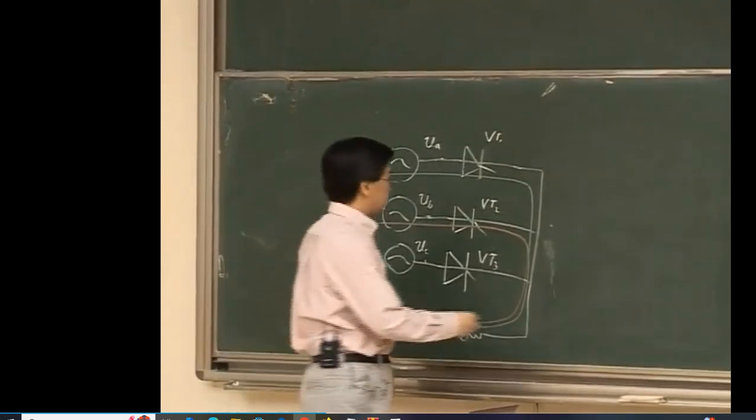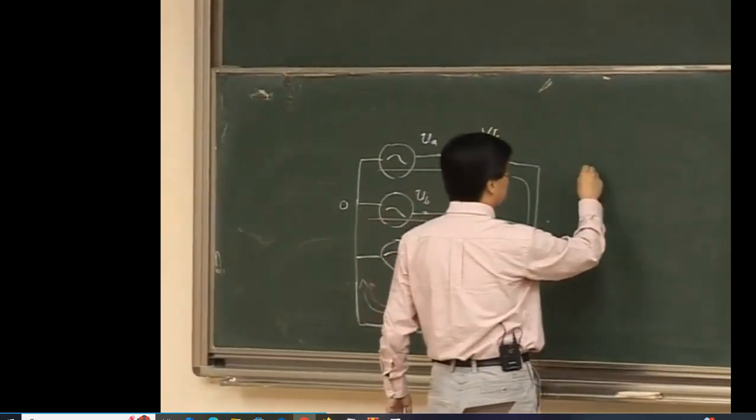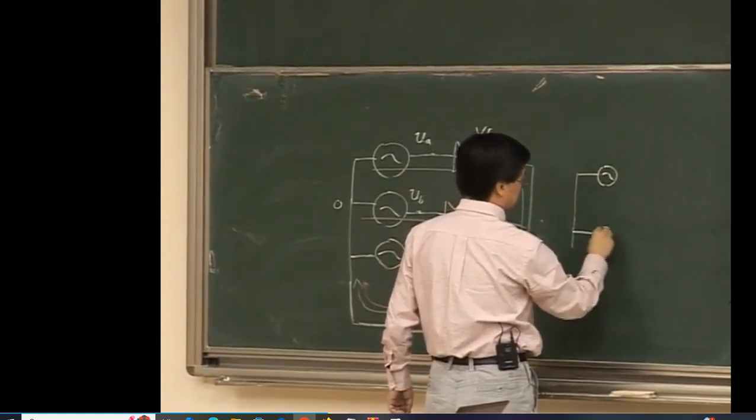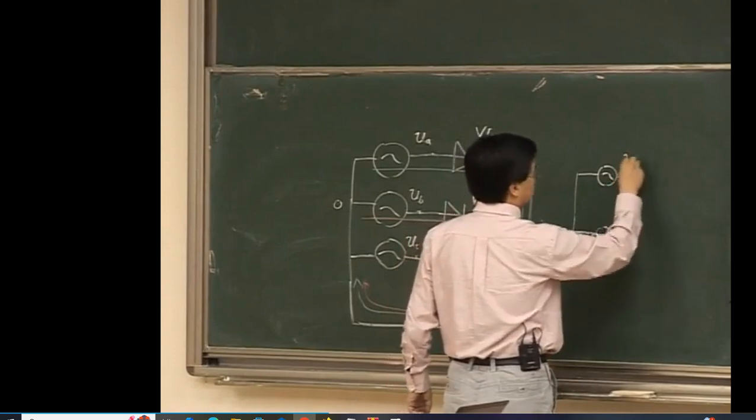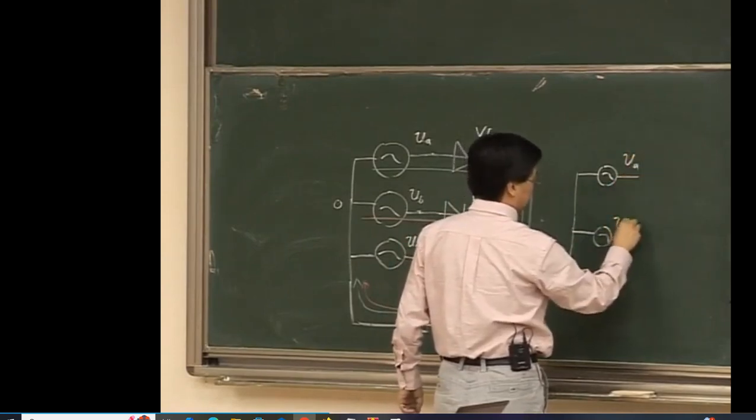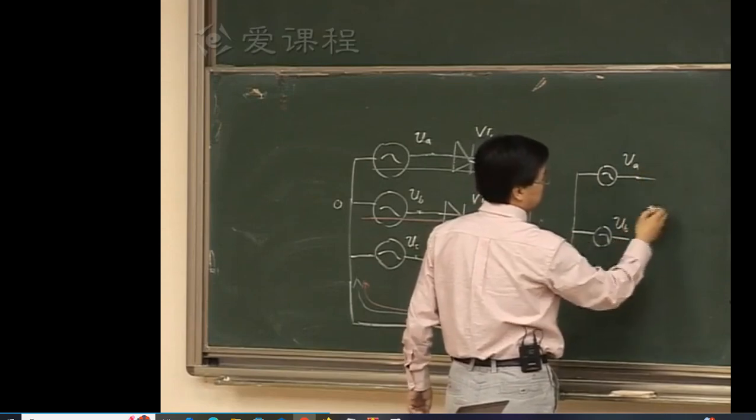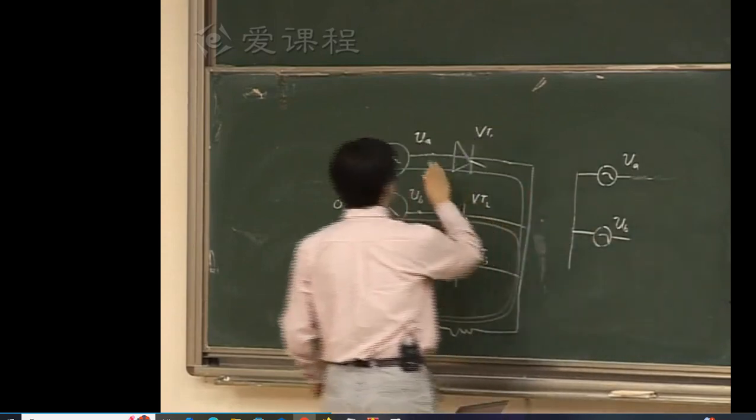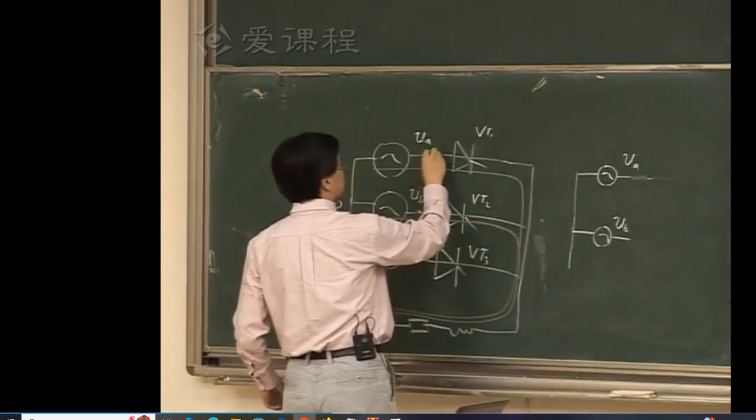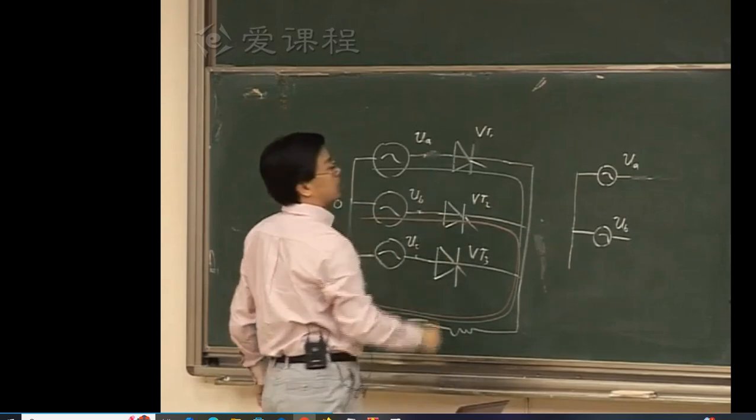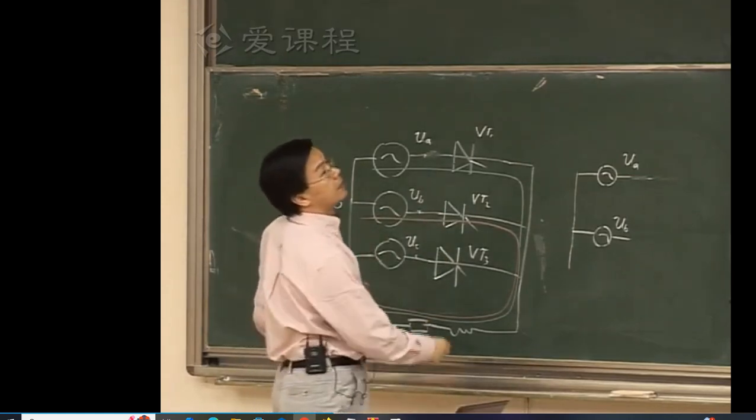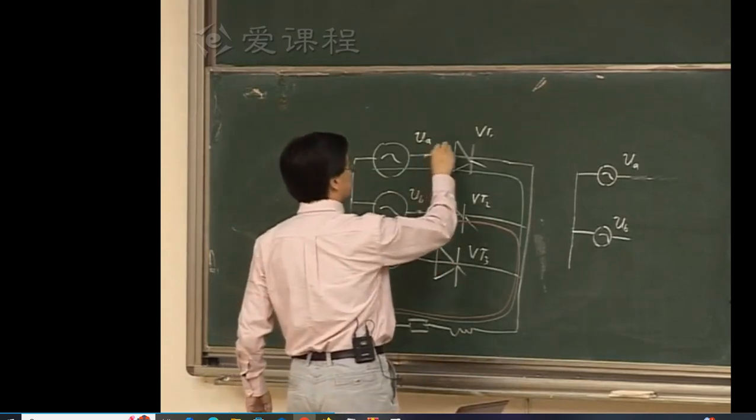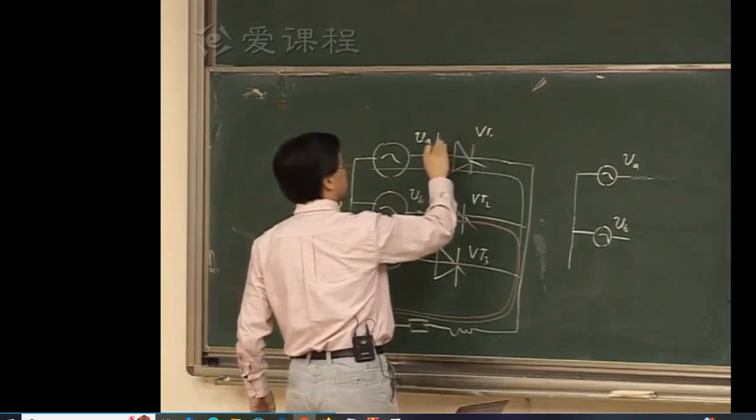Therefore, you can probably draw the equivalent circuit during this process. You have UA, UB, okay? Because both are conducting, therefore, sorry, did I miss this leakage inductance? Yes, I missed the leakage inductance here. That's LB.